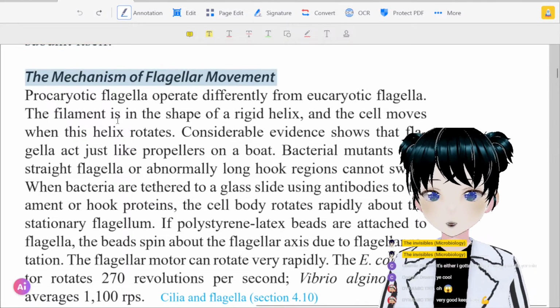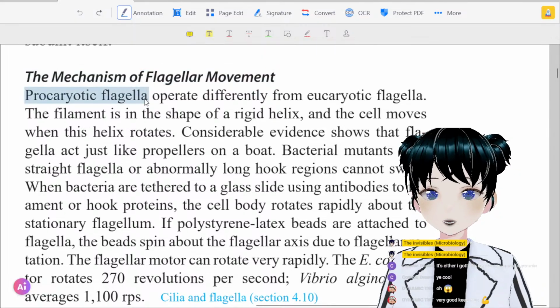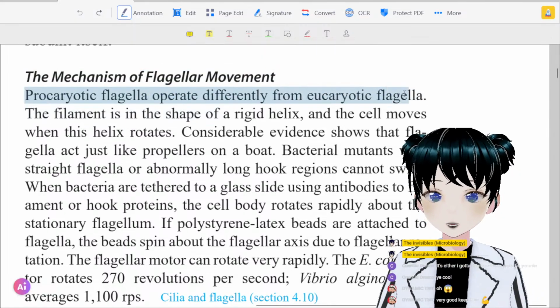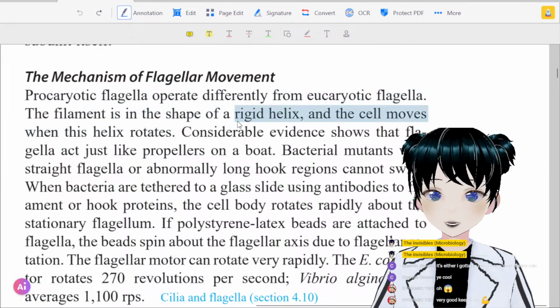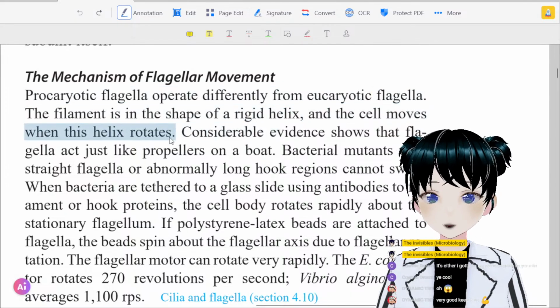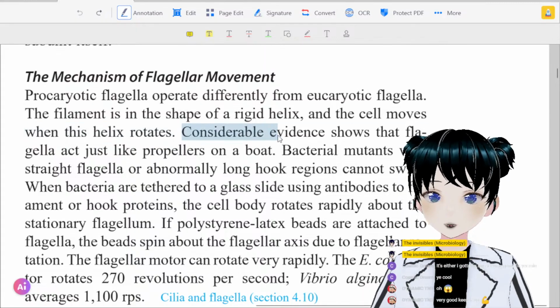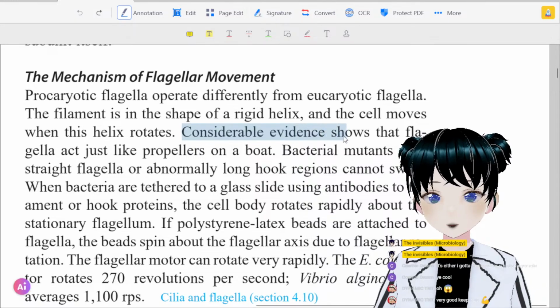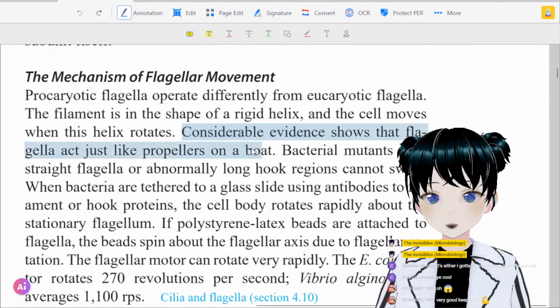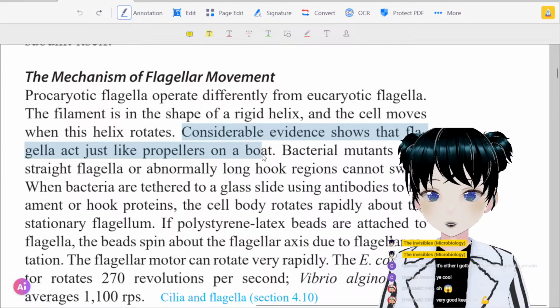The mechanism of flagellar movement. Now, how does the flagellum move? Prokaryotic flagella operate differently from eukaryotic flagella. How? The filament is in the shape of a rigid helix, and the cell moves with the helix rotation, okay? So the prokaryotic one moves with rotation. Considerable evidence shows that the flagella act just like the propellers on a boat.